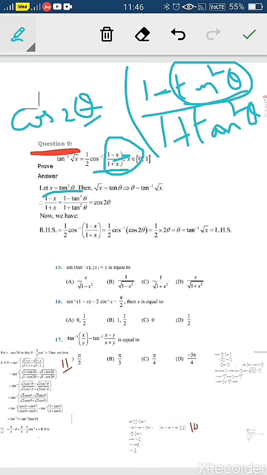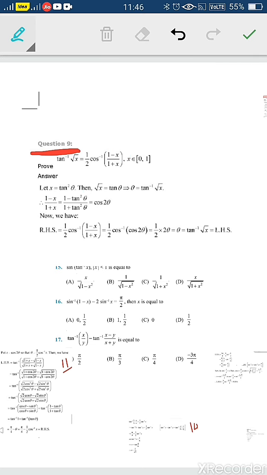I hope this hint will make you understand which function you have to take so that the question becomes easy to solve. Now x is equal to tan square theta, right? So the square will be taken on the left hand side, it becomes root x is equal to tan theta, and hence theta is equal to tan inverse root x. You have got the angle.